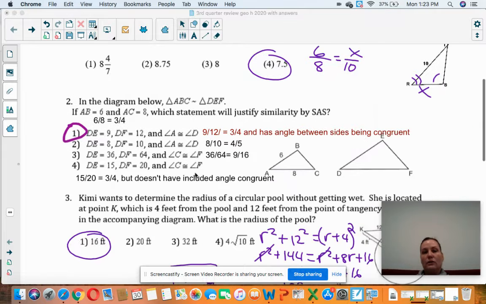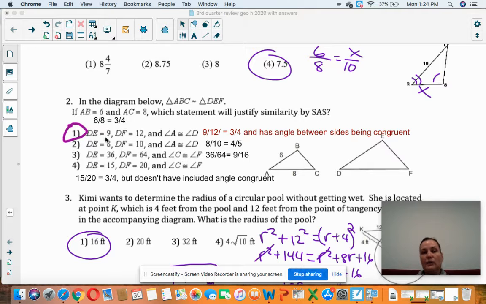Question 2 also has to do with similar triangles. Remember this little symbol right there means similar. I want to know which statement would justify these triangles are similar by side angle side. So that means the sides have to be in proportion and the angle between them is congruent. So AB is 6 and AC is 8. 6 over 8, that actually reduces to 3/4.